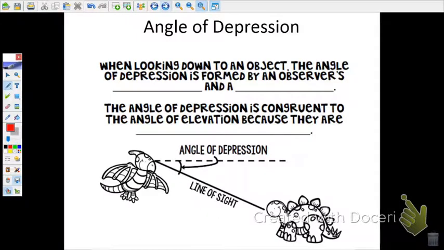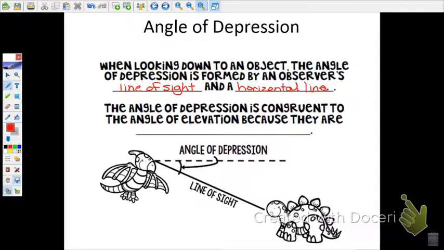And then our angle of depression. Angle of depression. When looking down to an object, the angle of depression is formed by an observer's line of sight, or LOS for sure, and a horizontal line. Okay? So it's just like we did for the angle of elevation. We're just looking in another direction.